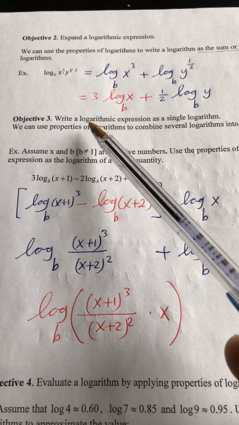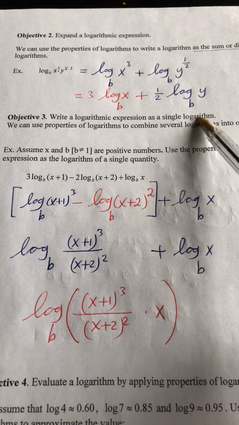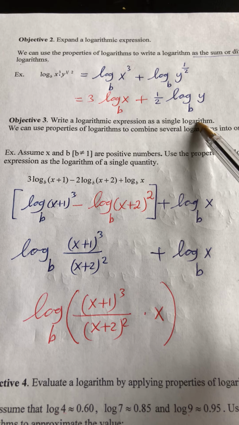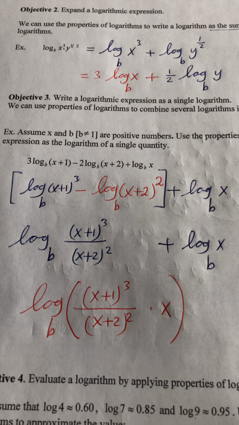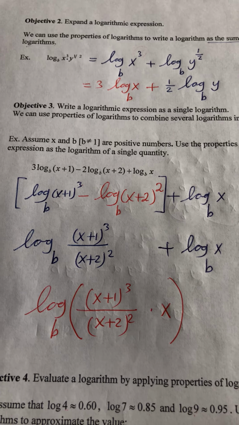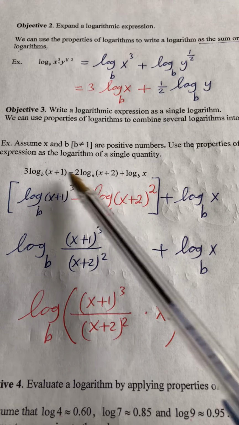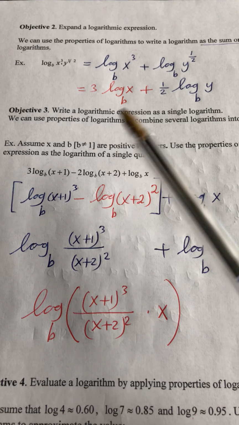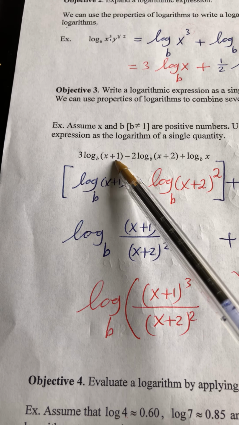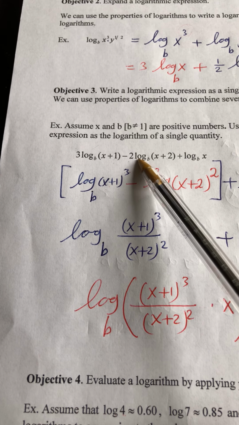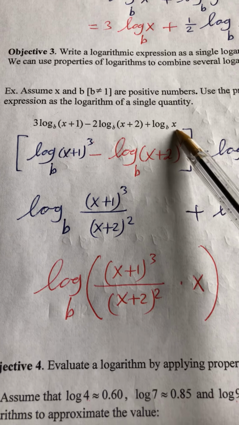Objective 3. Write a logarithmic expression as a single logarithm. So here we will use the properties of logarithms to combine several logarithms into one logarithm. So if we have 3 log of x plus 1, minus 2 log of x plus 2, plus log x with the same base b.